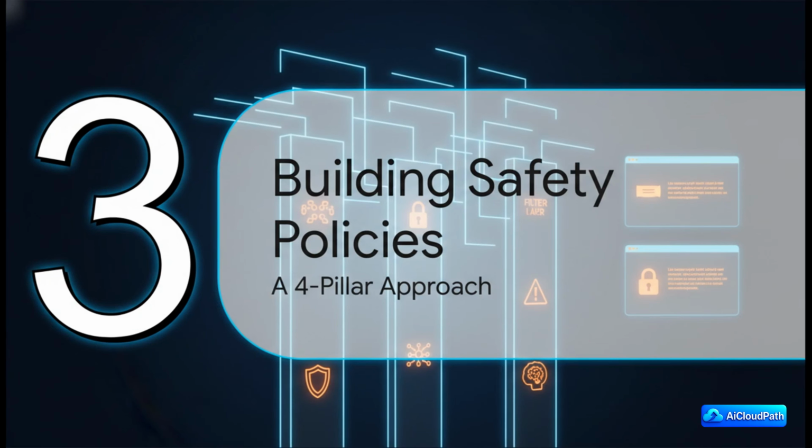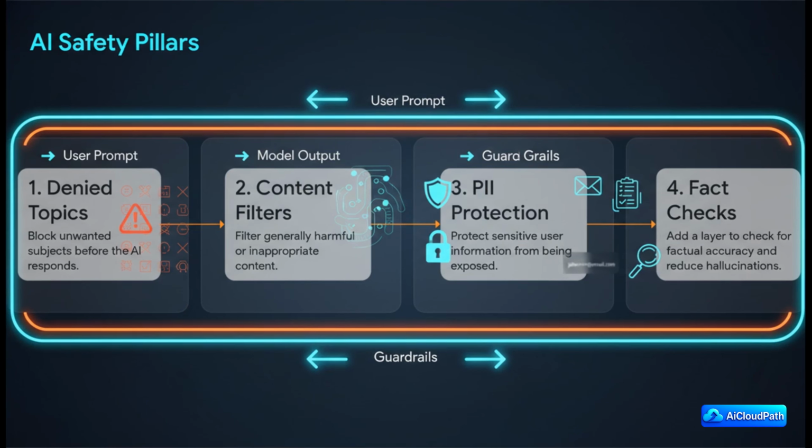Okay, so we get what guardrails are and why they are so crucial. But how do you actually go about building these safety policies? Let's break down the approach. It really boils down to these four main pillars. First, you get to decide what topics are completely off limits. Second, you set up your filters for all that generally harmful stuff. Third, you define exactly what you consider to be sensitive information that needs protecting. And finally, you can even add a check to see if the AI is making things up. It's a really clear, systematic way to build a comprehensive safety net.